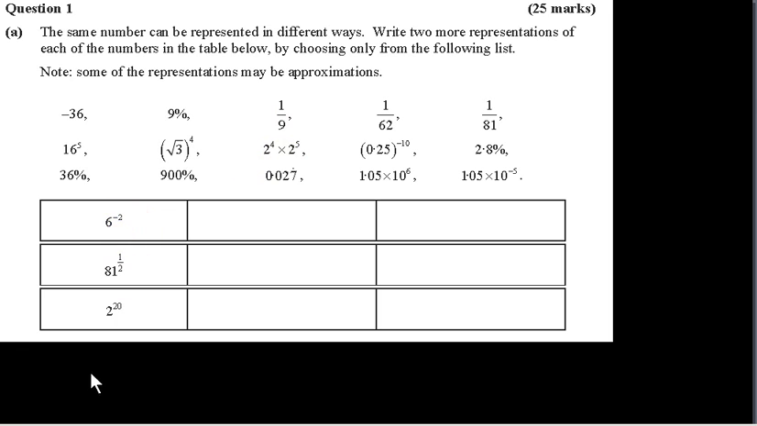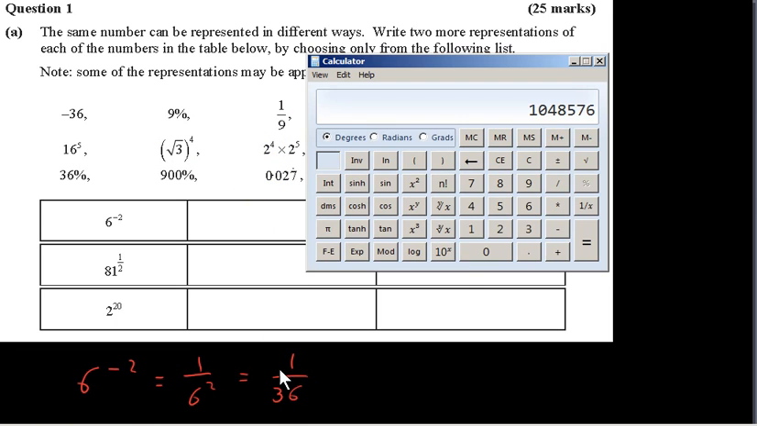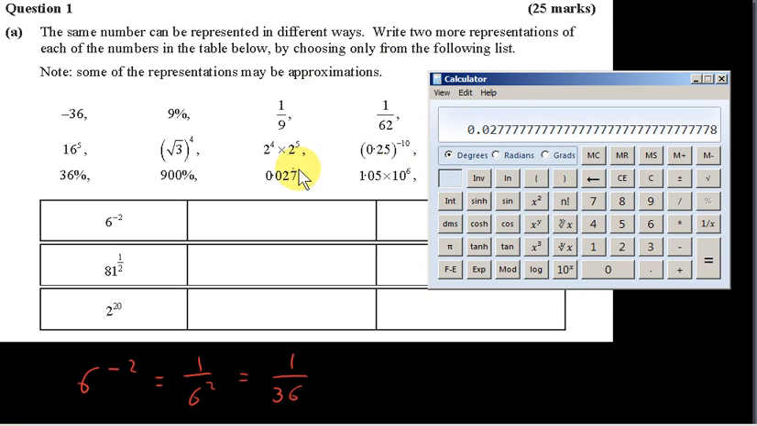Well, 6 to the power of minus 2 is the same as 1 over 6 to the power of plus 2, which is 1 over 36. So we have to find 2 numbers from this list here that are either exactly equal to 1 over 36 or close to it. Let's look at 1 over 36 as a decimal. So we have to take 1 and divide it by 36. We get 0.0277 recurring. Now we can see that 0.027 is in the list. Now to 3 decimal places this number is actually 0.028, but 0.027 is close enough.